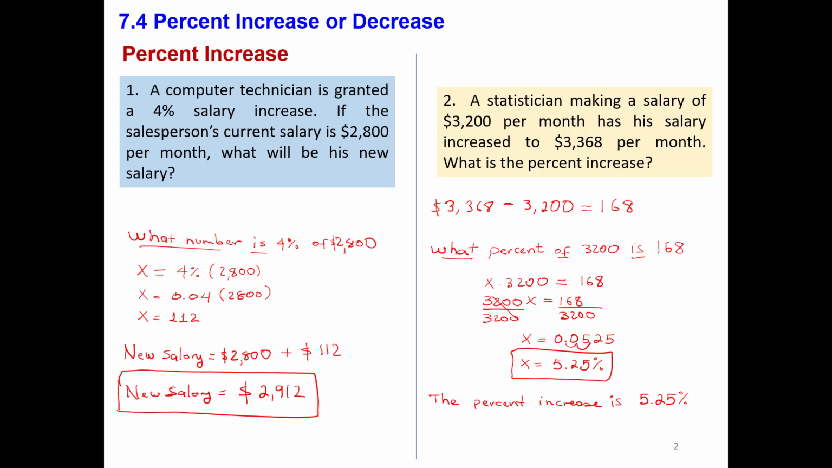Always, if we need to calculate the percent and we have two salaries, the old and the new salary, before calculating the percent we need to know the amount by which the salary increased. To do that, we need to subtract the salaries. Always we need to do that.